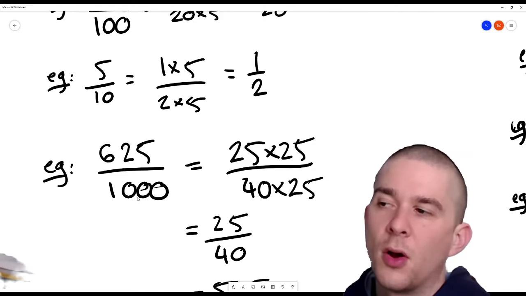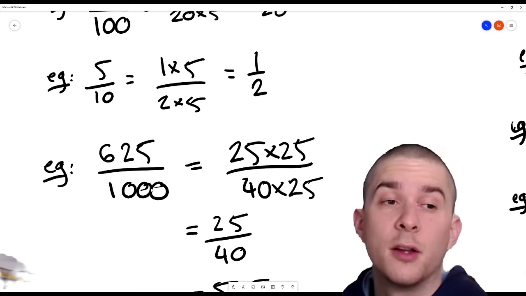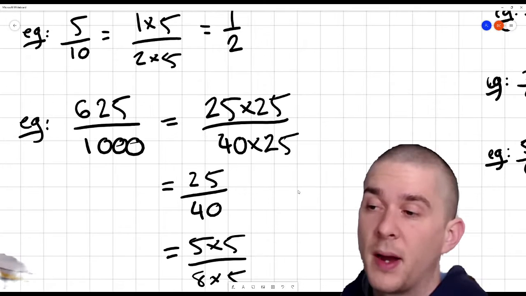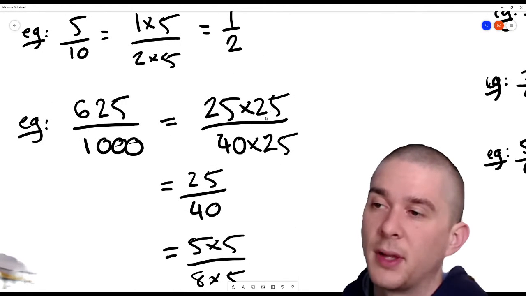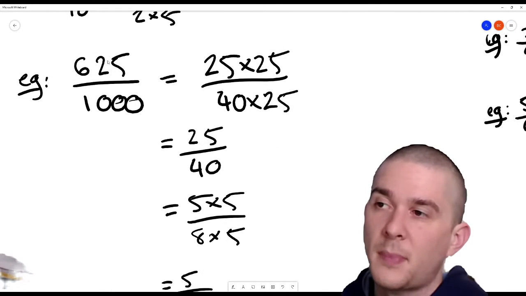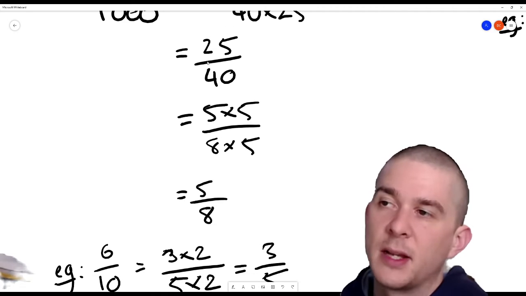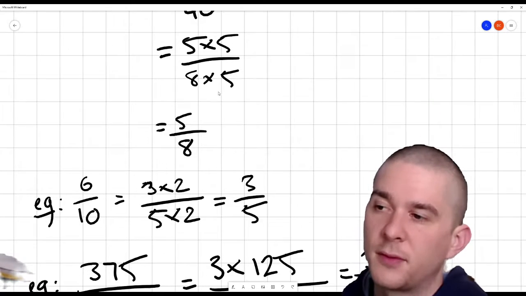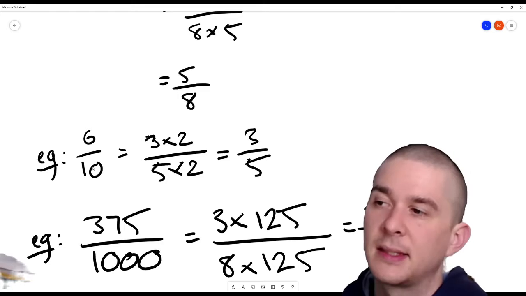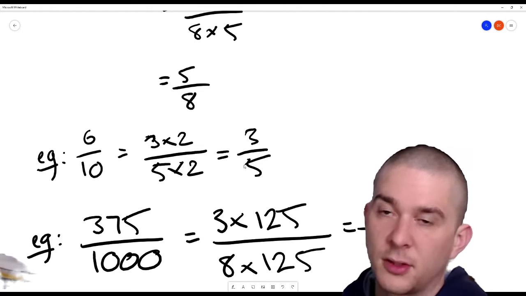625 over 1,000. Now these have a common factor of 125, but I did it in smaller steps. I pulled out a common factor of 25 first. So this is 25 amounts of 25, and this is 40 amounts of 25, and then this is 5 amounts of 5 and 8 amounts of 5, so we get 5/8. 6/10. Well, that's 3 times 2 over 5 times 2, so that's 3 over 5.